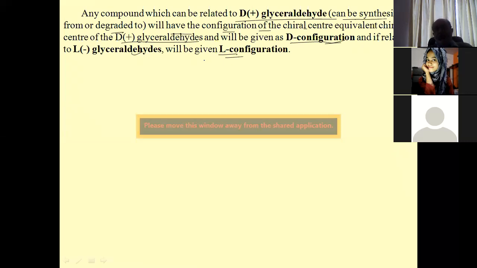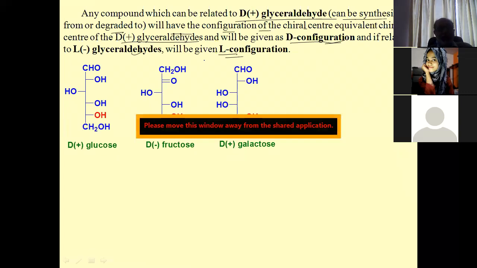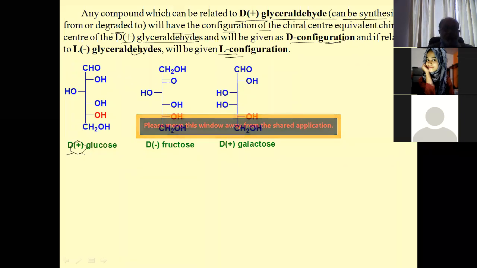So it is not that each and every chiral center is given, rather it is only this. So we are having these molecules, D-glucose, D plus glucose. D is the configuration and plus is the dextro rotation. It is dextrorotatory, so it is given plus here, and it is glucose.